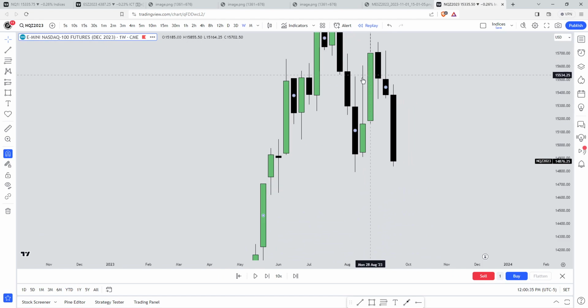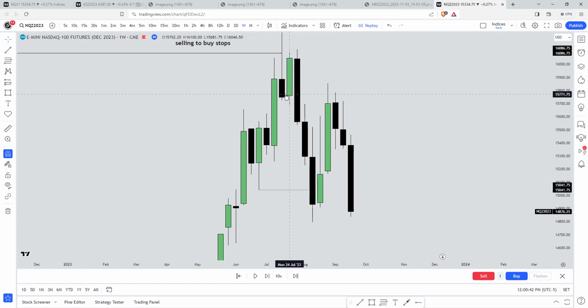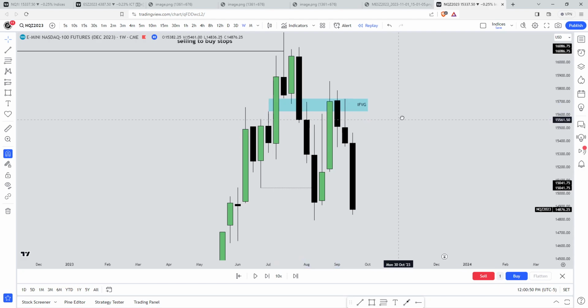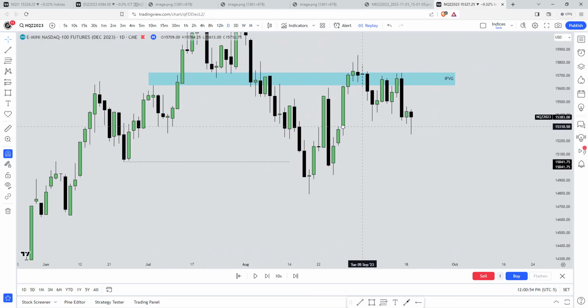Then we get a retrace back up. So notice how it takes out this liquidity on the weekly time frame. But then price starts to retrace higher, and it respects this inversion fair value gap right here. So I'm just marking out some PD arrays, seeing where price is delivering from, which PD arrays are being respected. Price trades lower. When I drop down into a daily chart here, it becomes more clear.